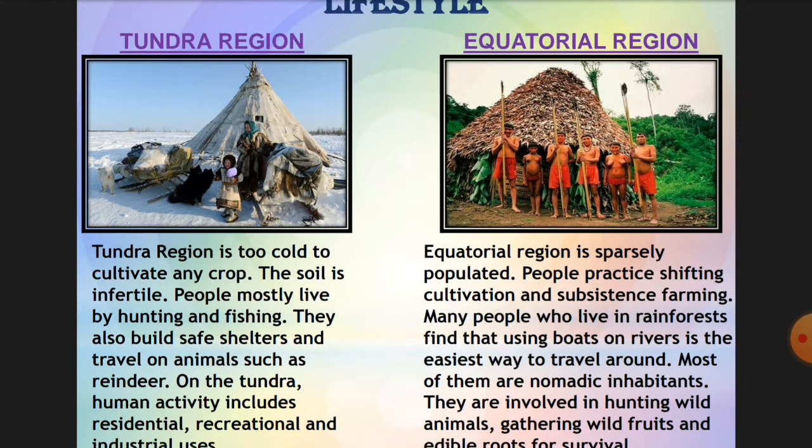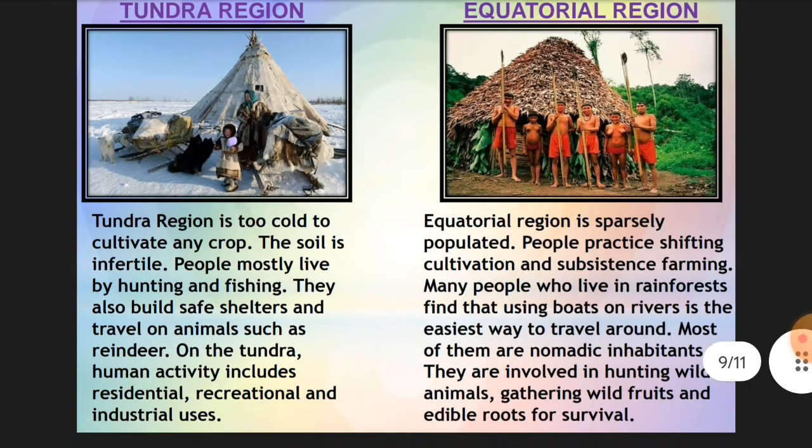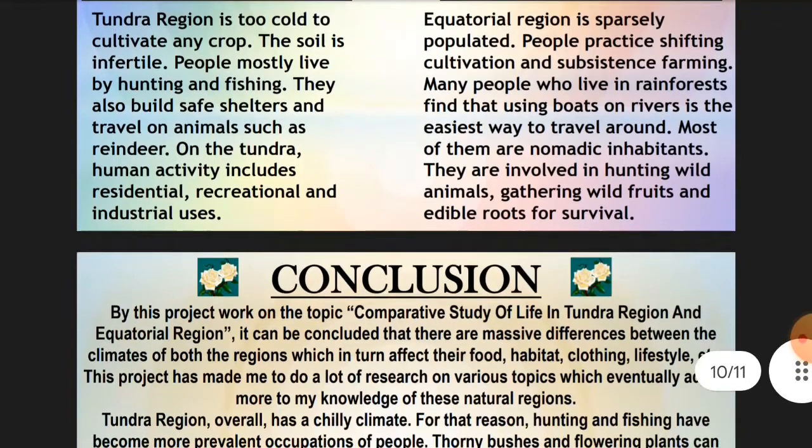Equatorial region is sparsely populated. People practice shifting cultivation and subsistence farming. Many people who live in rainforests find that using boats on rivers is the easiest way to travel around. Most of them are nomadic inhabitants. They are involved in hunting wild animals, gathering wild fruits, and edible roots for survival.